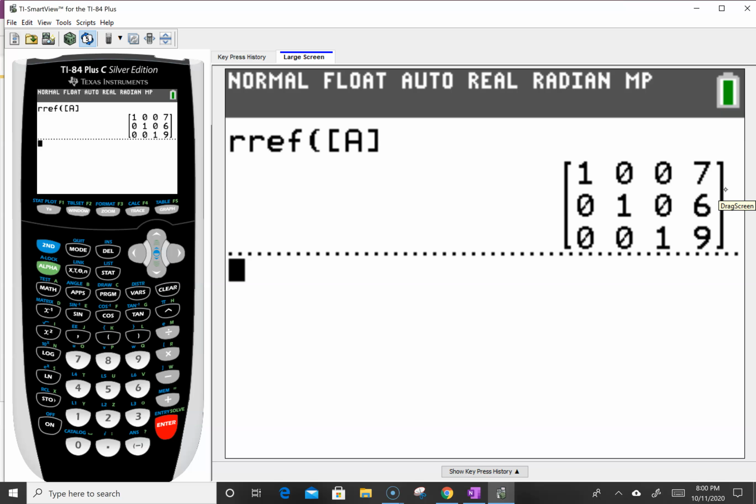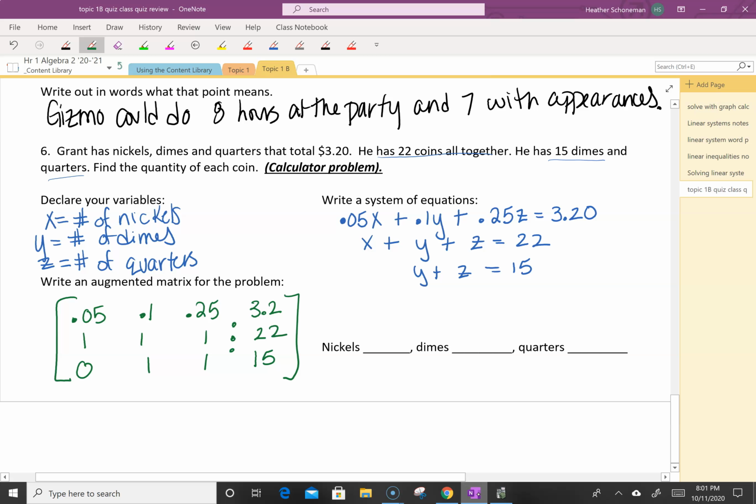So now we know that 7 is our x, and 6 is our y, and 9 is our z. So if we go back to our notes, x is the nickel, so the number of nickels would be 7. Y is the dime, so the number of dimes would be 6. And z is our quarter, so the number of quarters would be 9. And we're done.